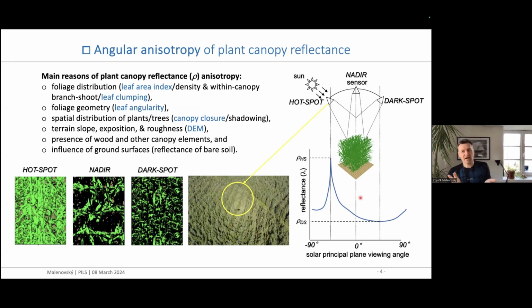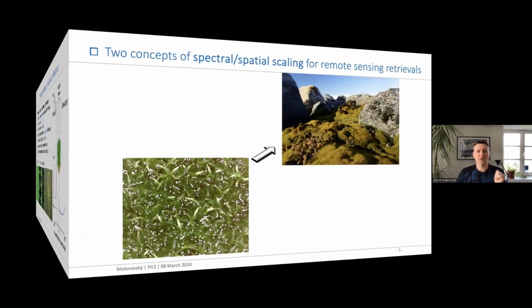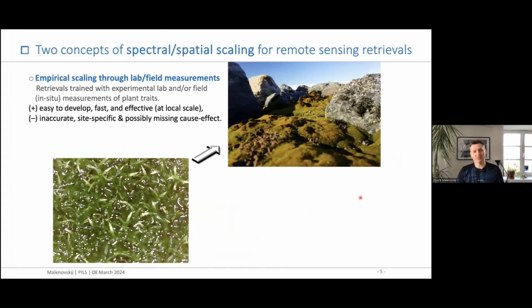Now, how do we deal with all these confounding factors if we want to retrieve information which comes from the leaf, from inside of the leaf, but these factors are part of our signal? We need to basically either embrace them or try to reduce their impact. Now, the scaling or spectral spatial scaling in case of the optical remote sensing is about the techniques which are dealing with exactly this phenomena.